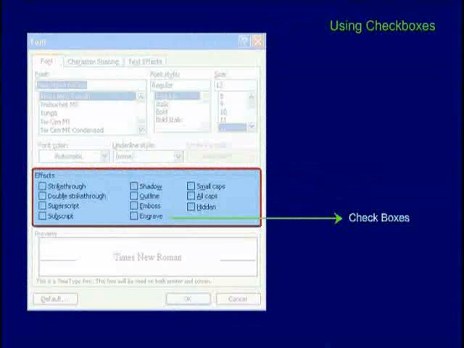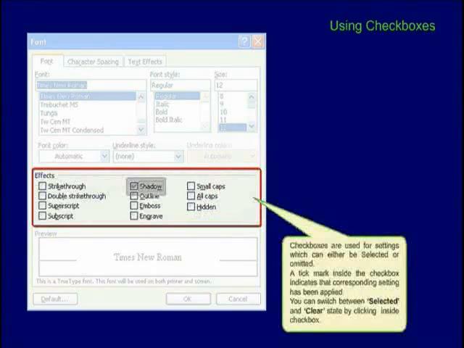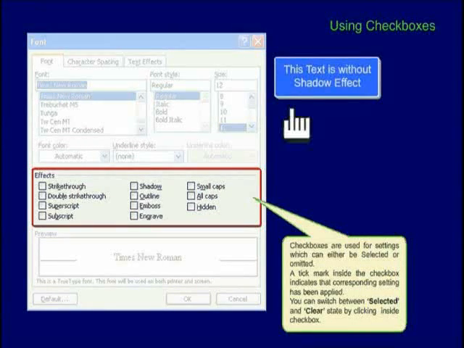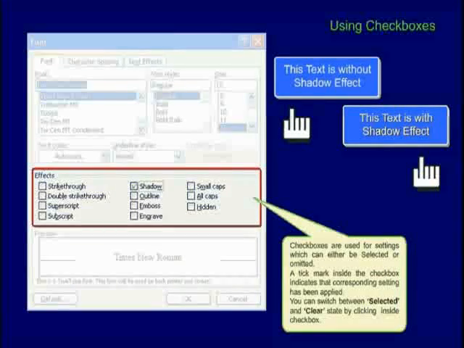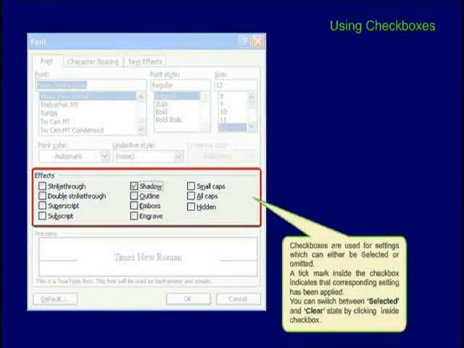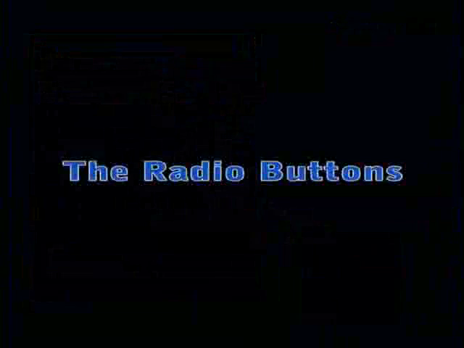Checkboxes are used for settings which can either be selected or omitted. As shown in the example, you can either give a shadow effect to the selected text or omit it. A tick mark inside the checkbox indicates that the corresponding setting has been applied. To put a tick mark, click inside the empty checkbox. Clicking inside a checkbox reverses the current setting, so you can toggle between the selected and the clear state.